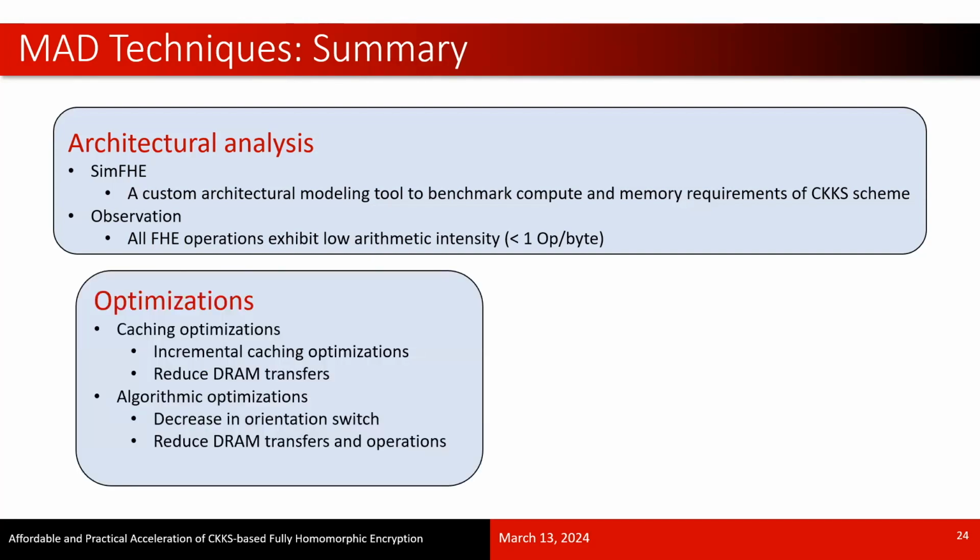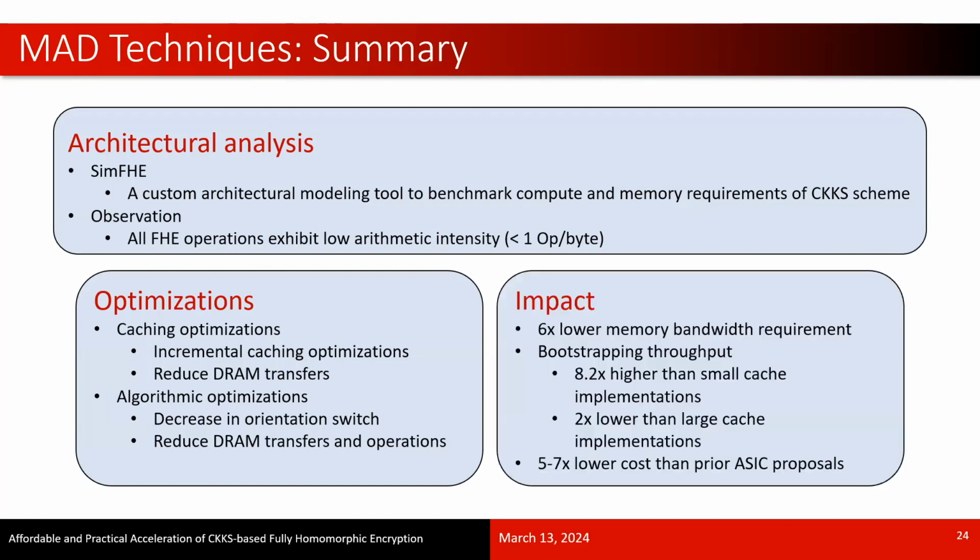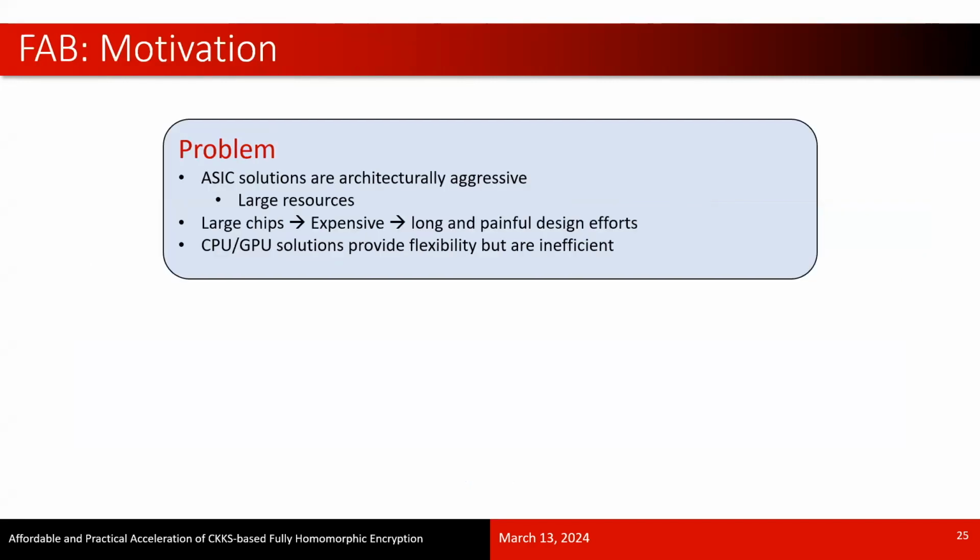To address these memory bottlenecks, we propose several caching and algorithmic optimizations that aim to reduce the memory transfers and orientation switches. And our optimizations enable a practical and affordable CKKS bootstrapping acceleration by enabling at least 8 times higher throughput than small cache implementations and only 2 times lower performance than large cache implementations at 5 to 7 times lower cost. So now we'll switch gears.